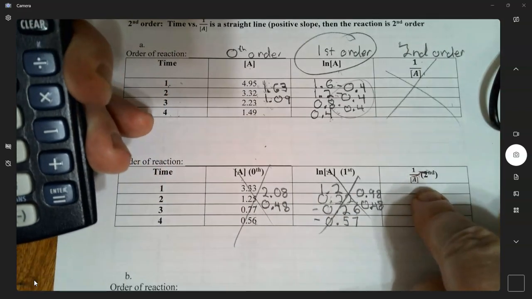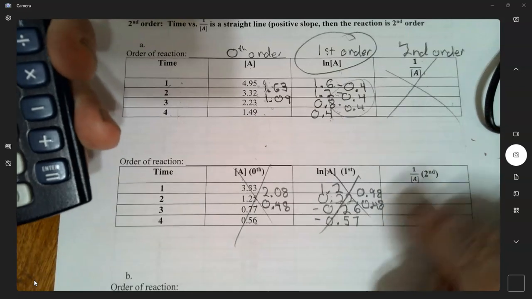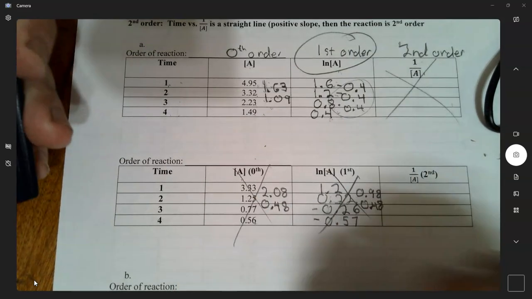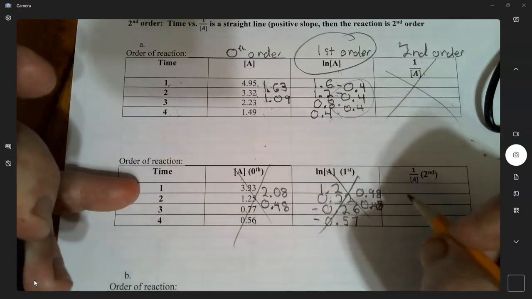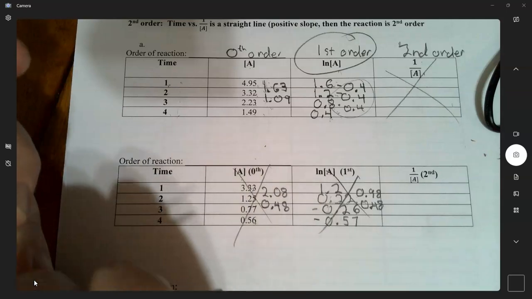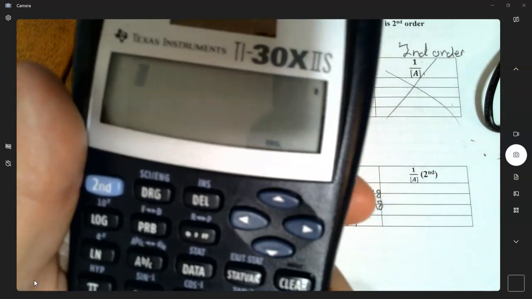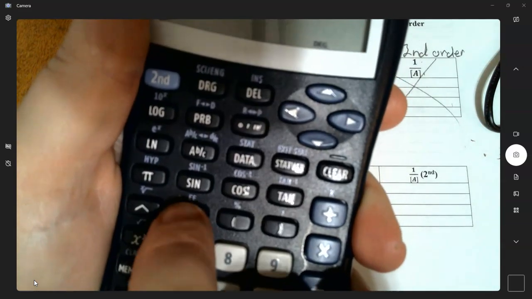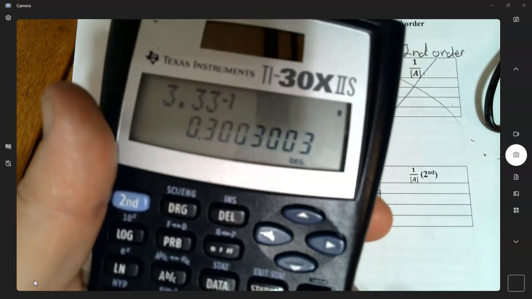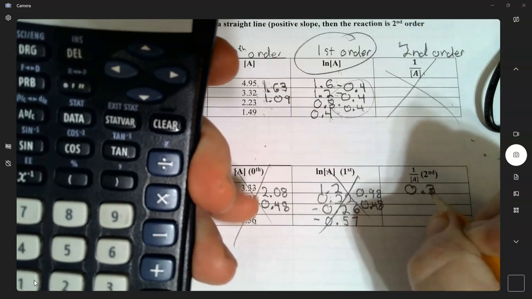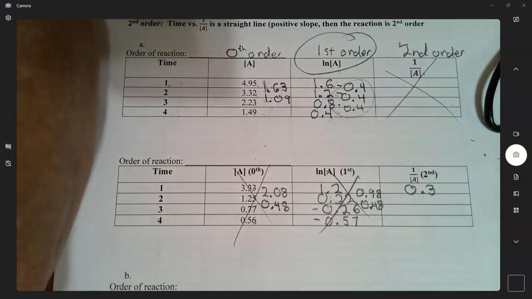So let's try this. Now there's no guarantee, but it's going to be second order. We're going to take 1 over each of these concentrations. So let's go ahead and do that. 1 over 3.33. The way you can do that is just do 3.33 and then hit the x to the negative 1. That's the reciprocal, that's 1 over, and that gives you this. I'll stop it and do it for the rest.